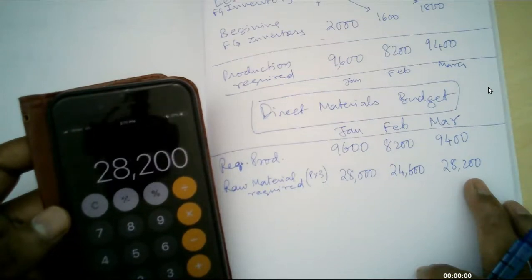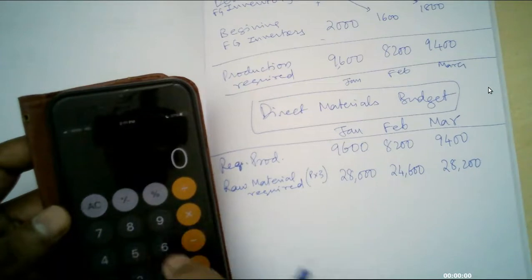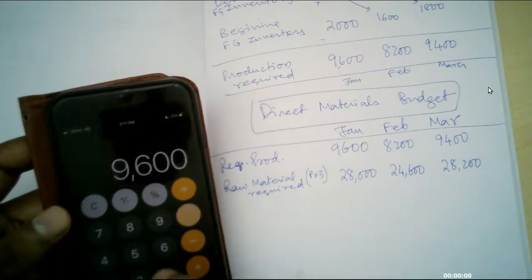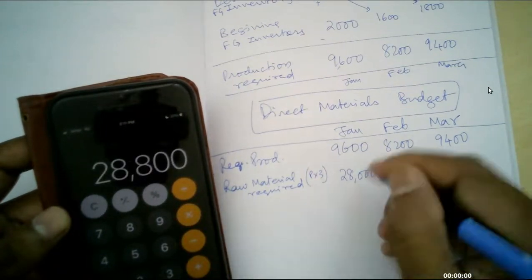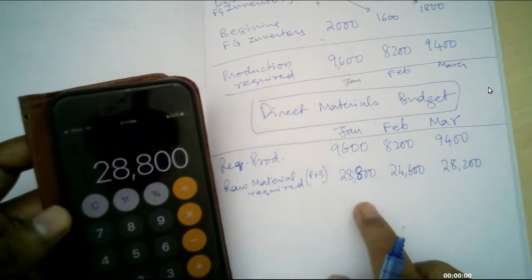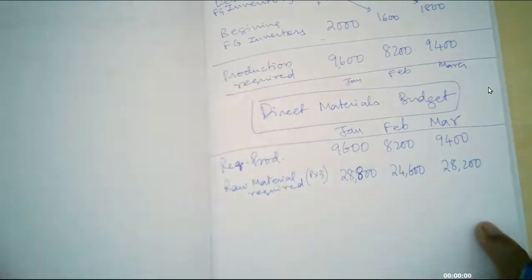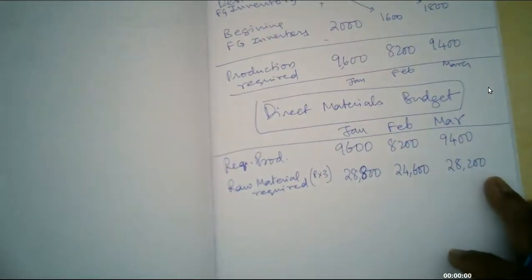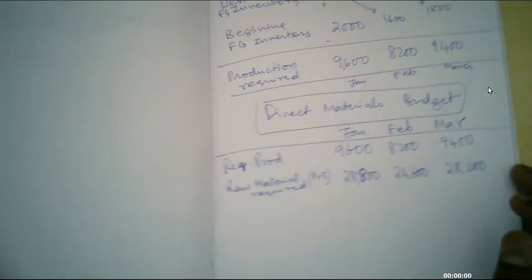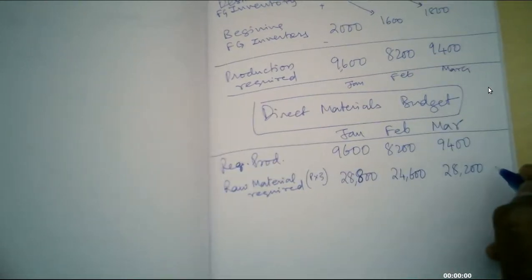Just a minute. How come 9,600 times 3? Sorry, this is 800. Okay, so now I got the raw materials required. Now this is in pounds.